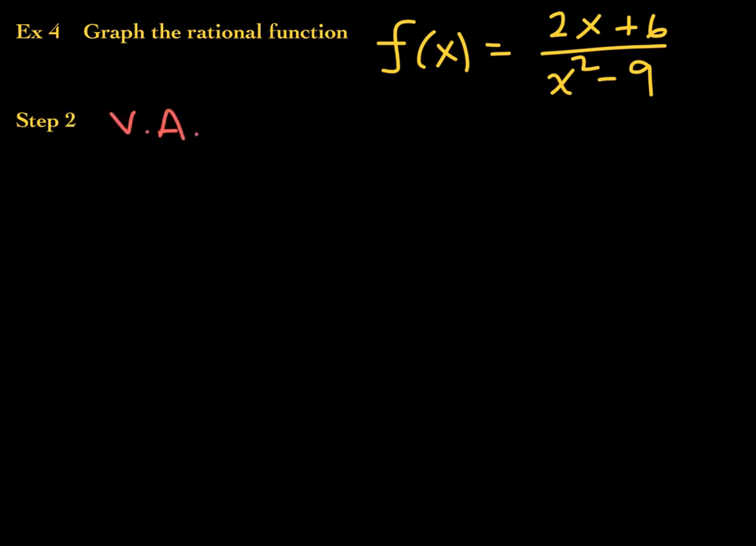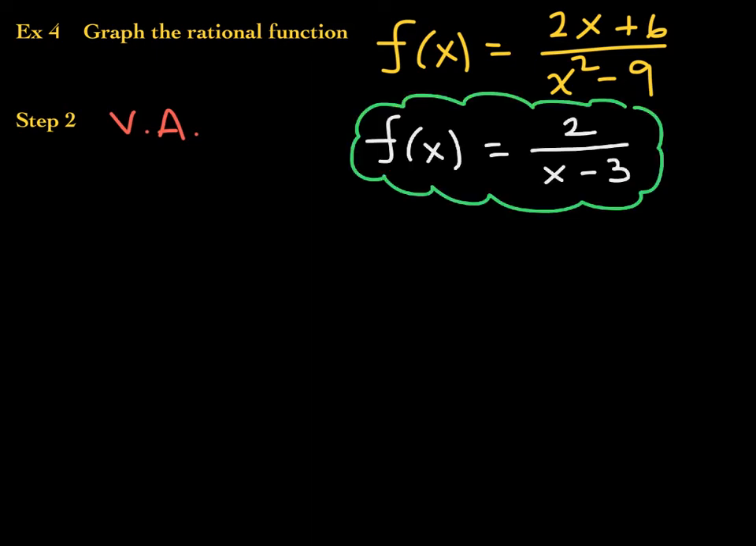We set our denominator equal to 0, and so it's x minus 3 equal to 0, and you solve. So x equal to 3 is your one and only vertical asymptote. That will mean 2 pieces for the graph. All right, let's go to step 3, end behavior asymptote.